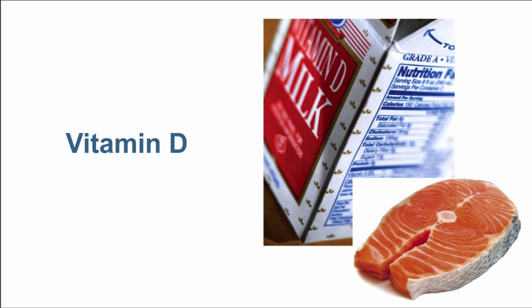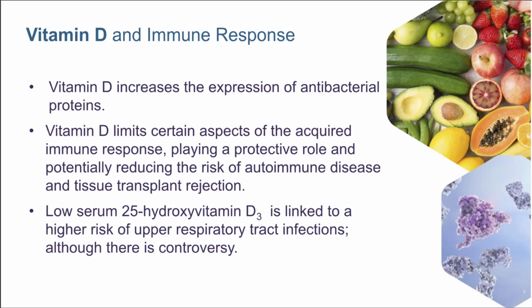recently in terms of its relations to immune and inflammatory responses is vitamin D. Vitamin D, as you know, is found again in animal products, and it's also produced in our body by exposure to sun. There have been a lot of studies looking at vitamin D and immune response, originally because vitamin D was shown to increase expression of antibacterial protein, and it was shown to limit certain aspects of the acquired immune response so that it could potentially have a role in protecting against autoimmune diseases and tissue transplant rejection.